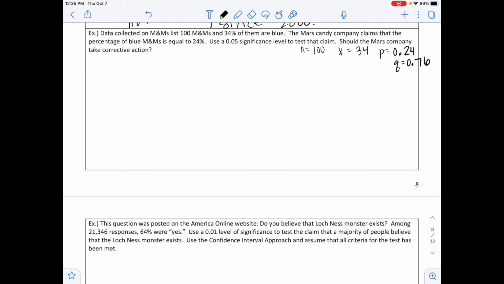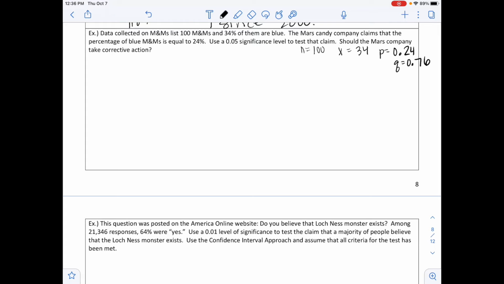So again, making sure those criteria have been met. First thing is it's a simple random sample. These are M&Ms, it should be. We have a fixed number of trials, 100 of them. They're independent, fixed probability of 0.24. And two outcomes, they're either blue or they're not blue.